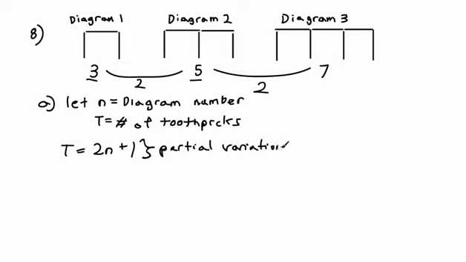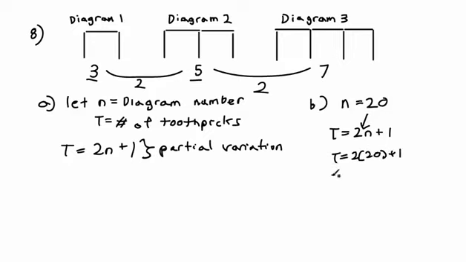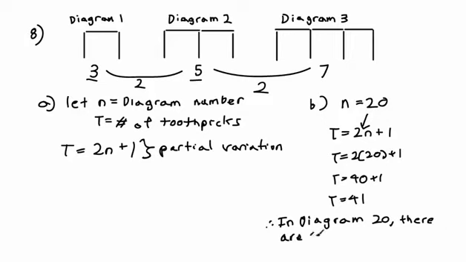Okay, so for B, we need to find out how many toothpicks there are when we are in diagram 20. So that's when n equals 20. Now we have to use this formula we got from A, and we need to plug this into our equation. So n equals 20 right here, and we get t equals 2 times 20 plus 1. 2 times 20 is 40, and then we're adding 1 to it, so t equals 41. And t is the number of toothpicks, so that means, therefore, in diagram 20, there are 41 toothpicks.